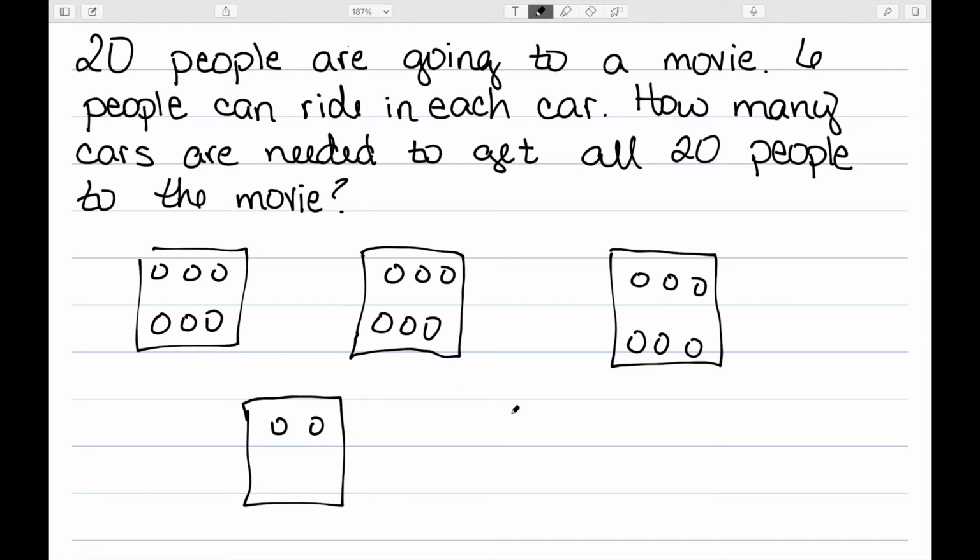So how many cars are needed to get all 20 people? We would need 4 cars in this case. This is the first way we may have to deal with a remainder. We may have to include an extra group for those that are left over.